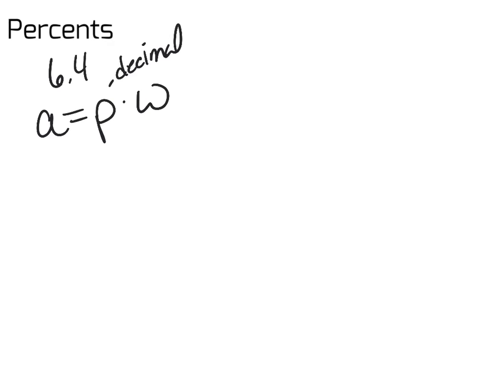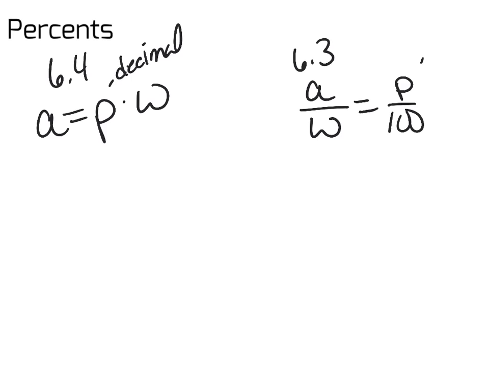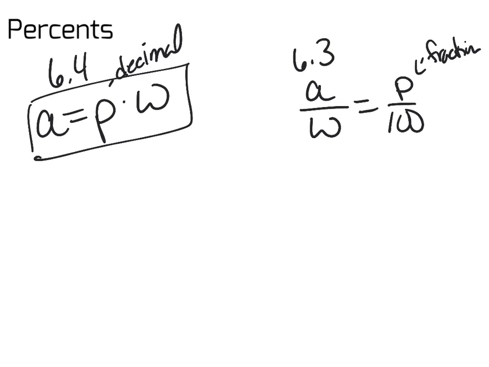So in this 6.4, they're teaching you that A equals P times W, where P is a decimal. This will help you solve any percent equation question that comes about. And in 6.3, remember they taught you that A over W equals P over 100, or the percent written as a fraction. Okay, both of these are going to get you the same answer. It just depends on whether you like the equation format or the ratio proportion format better.